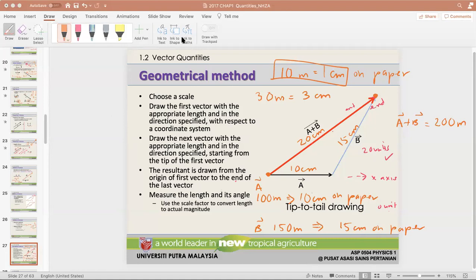Kenapa 200 meter? Scale dia, kalau saya dapat on paper 20 cm, so saya convert balik. Because that's the actual value. Kan? Betul tak?